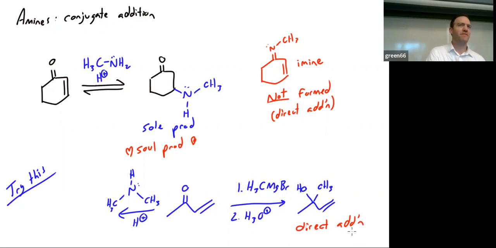So let's use our big fancy words. Which carbon is it going to attack? Are you going to attack this carbon, that carbon, or that carbon? 1, 2, or 3? Third one. That would be the alpha beta. We're going to attack the beta carbon. So I agree. We're going to make a beta addition.